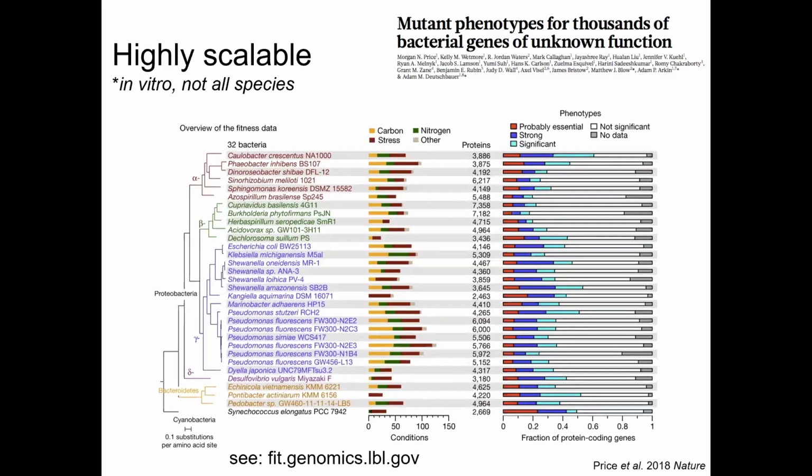So how is this method currently primarily being used? Well, it was initially developed by the Arkin and the Deutschbauer labs at UC Berkeley for high throughput functional genomics. And in their words from this recent paper, to study thousands of genes of unknown function. As you can see from this figure, there are 32 different bacterial strains across dozens of conditions, and they're using these data to identify various phenotypes for those genes under those conditions.